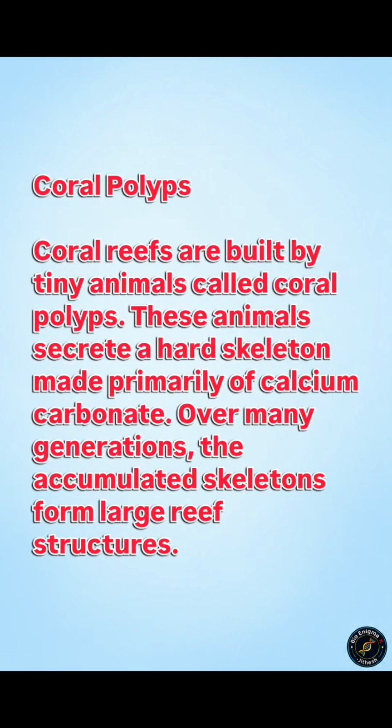Coral polyps. Coral reefs are built by tiny animals called coral polyps. These animals secrete a hard skeleton made primarily of calcium carbonate. Over many generations, the accumulated skeletons form large reef structures.